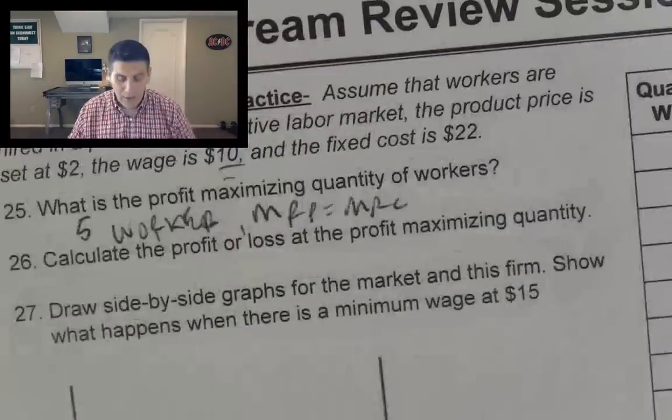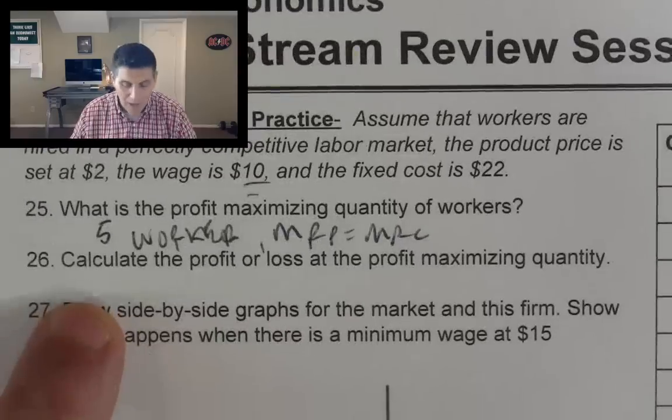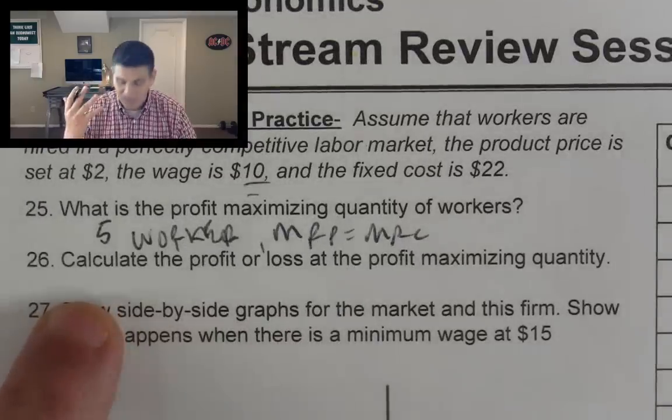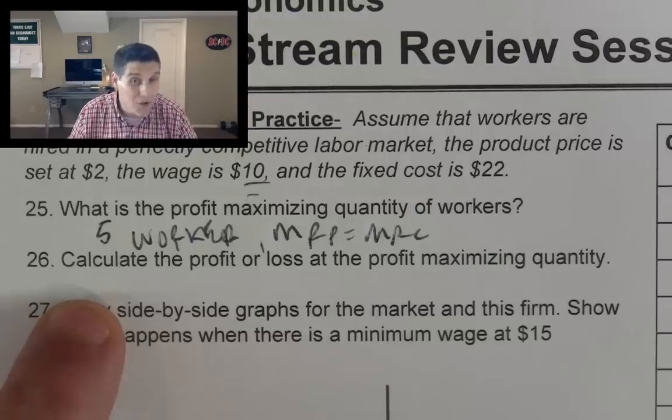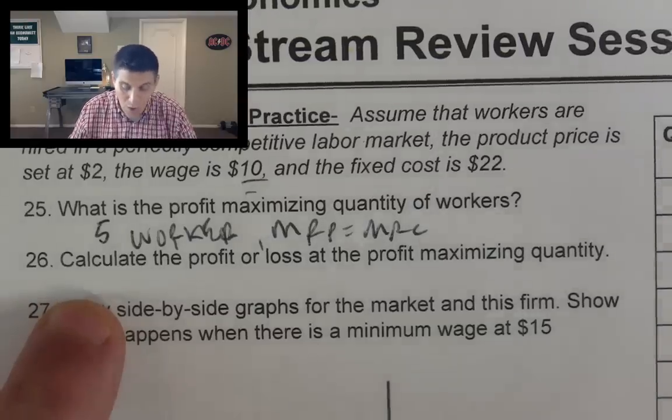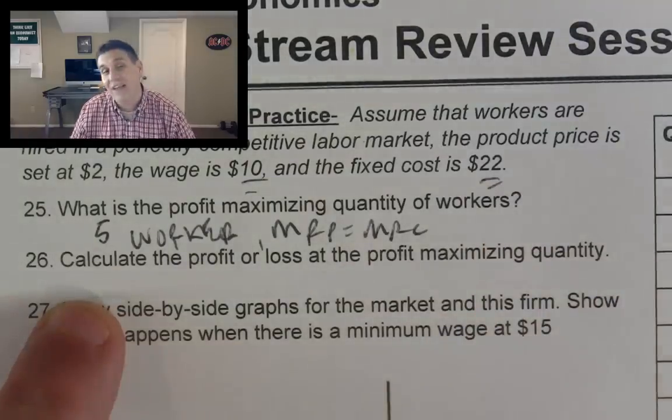Next step, we got to calculate that profit. So right now, calculate that profit. You know you're hiring 5 workers. It tells you how much output you're producing, and you know your fixed cost is 22. So make sure to factor that in as well.